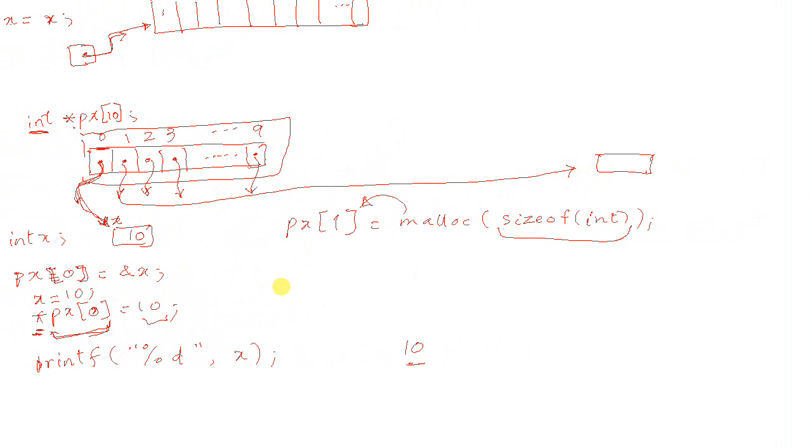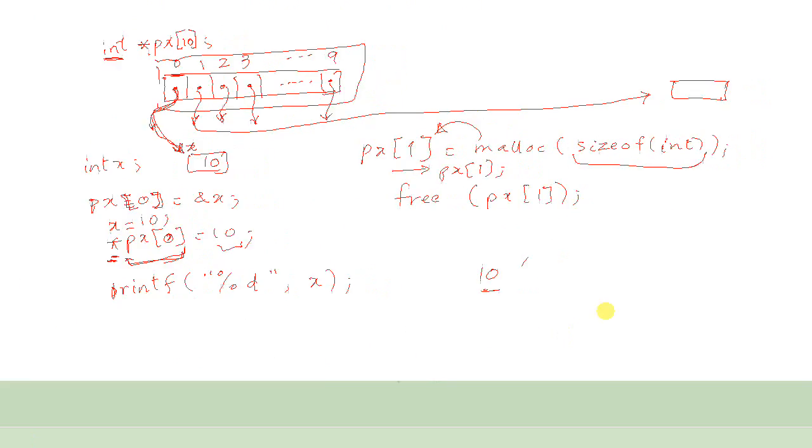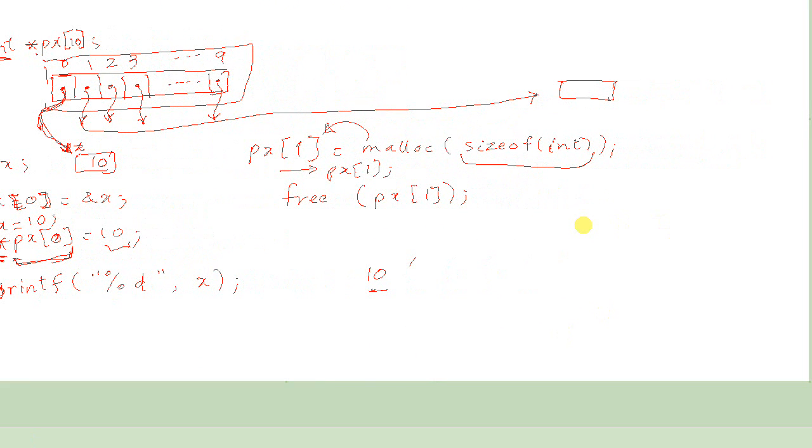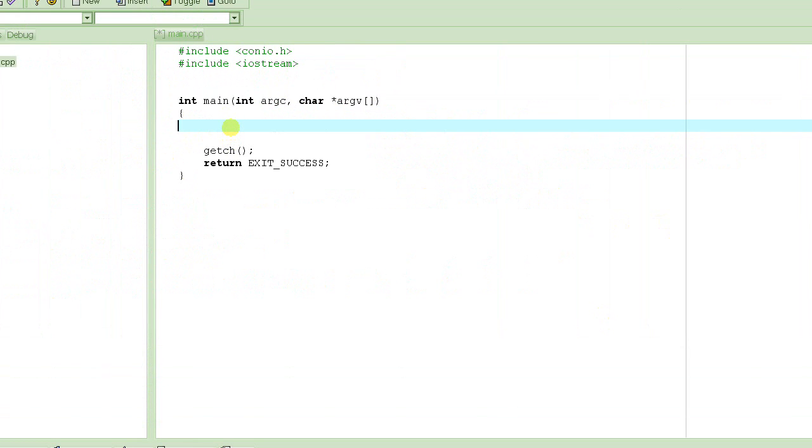Okay, and then later on you could actually free px of 1. Don't forget to free when you are done with using px of 1 here. Okay, so you could do lots of things with each of these pointers. So let's try to see something a little bit more practical. Let's talk about strings.